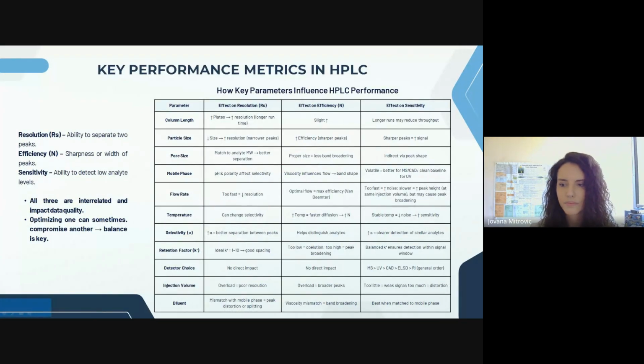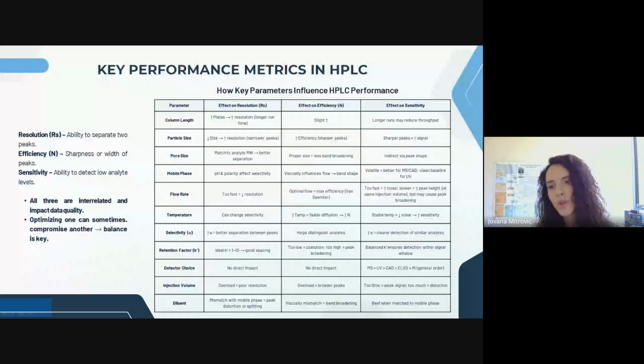Here, we introduce the three key performance metrics that define how well your HPLC method is working. We have resolution. This tells us how well two peaks are separated from each other. It's crucial for both identification and quantification. Efficiency is related to how sharp or narrow the peaks are. The more efficient the system, the higher the theoretical plate number. Sensitivity, also, is your ability to detect low concentrations of analytes, which is especially important in trace analysis.